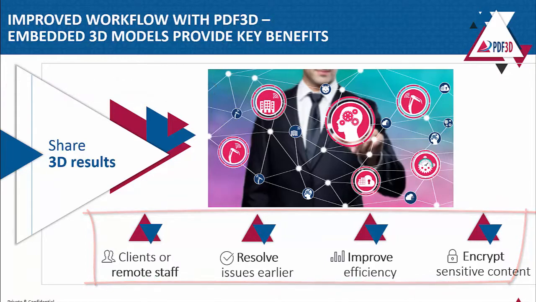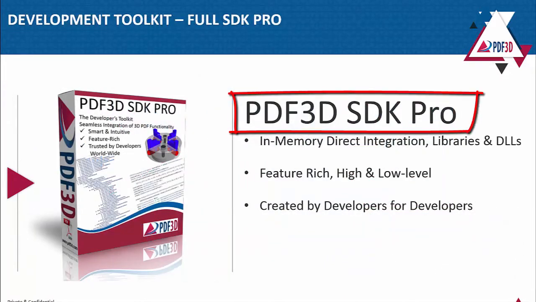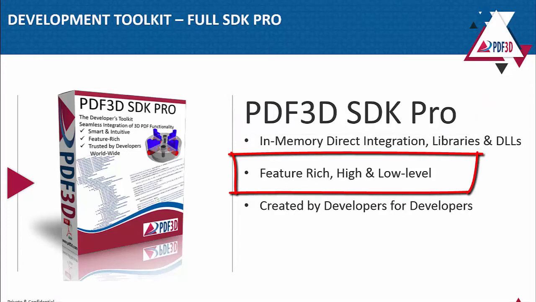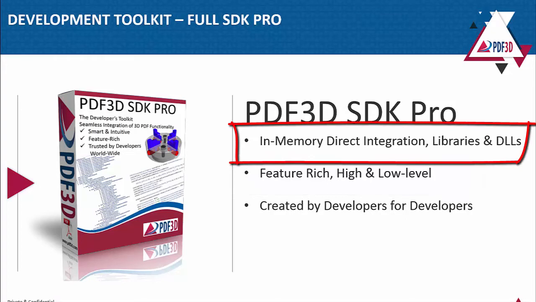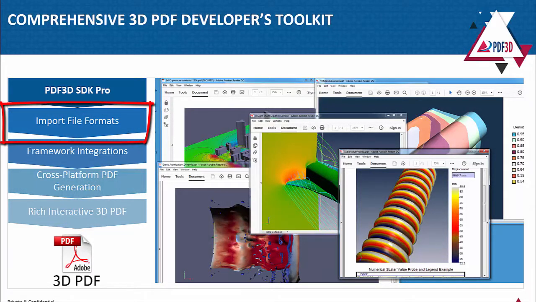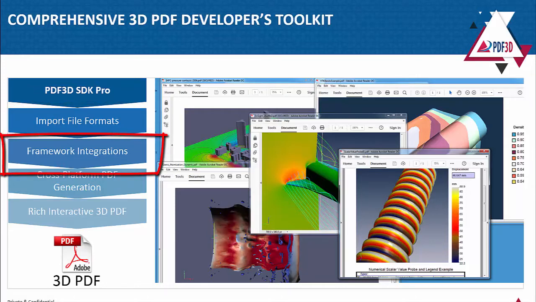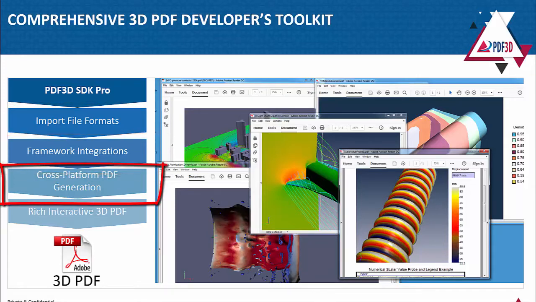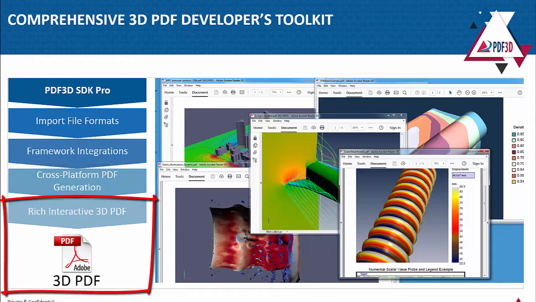use the core application. The PDF3D SDK is designed with a full feature-rich, high and low-level set of methods, particularly designed where there's in-memory data structures, arrays, 3D models available where they can be called using the libraries and DLLs provided with the SDK. The key idea is the PDF3D SDK has a number of methods for importing various file formats, for integrating into third-party frameworks where 3D data structures already may exist, providing a full cross-platform toolkit on Windows, Mac, and Linux, and having all the features you'd expect to produce rich, interactive 3D PDFs.